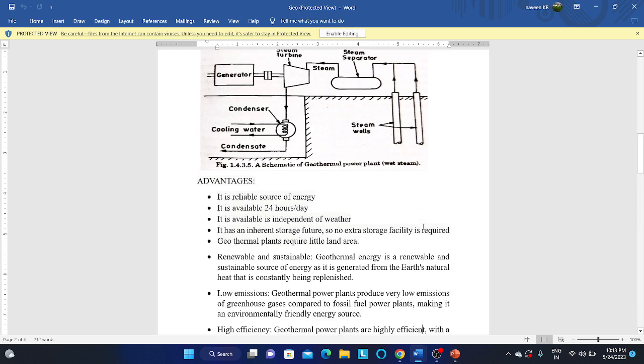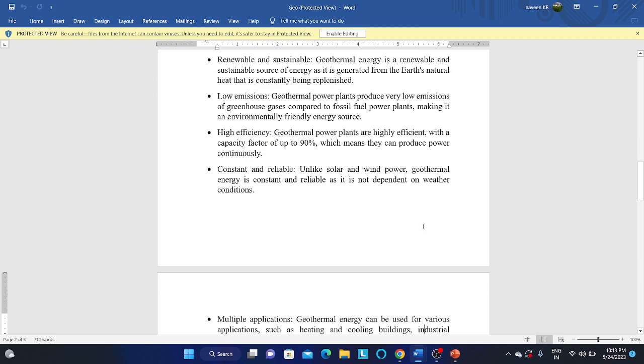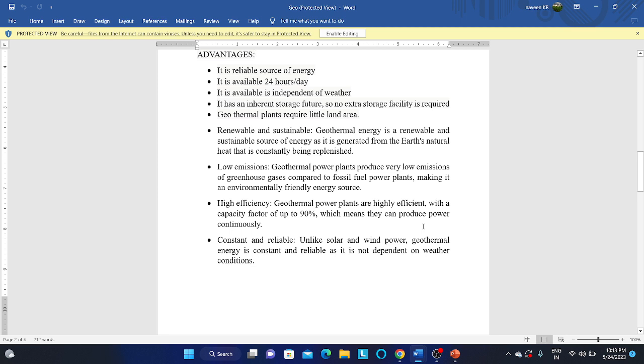The major advantages are given below. It is a reliable energy source. It is available 24 hours a day. There is no intervention in this. It is available independent of weather, whatever the weather may be. It may be cool, it may be hot, irrespective of the weather conditions, it is available. It has an inherent storage feature, so no extra storage facility is required. Geothermal power plants require little land area.